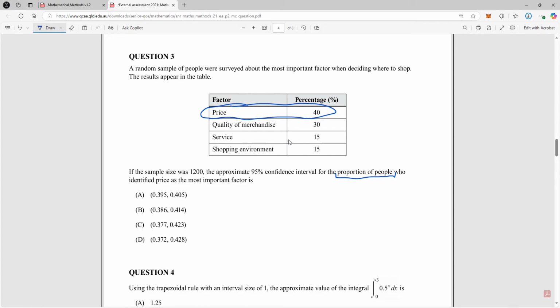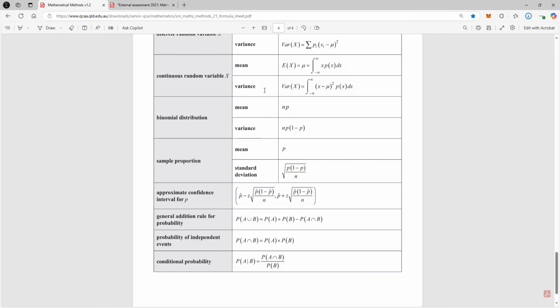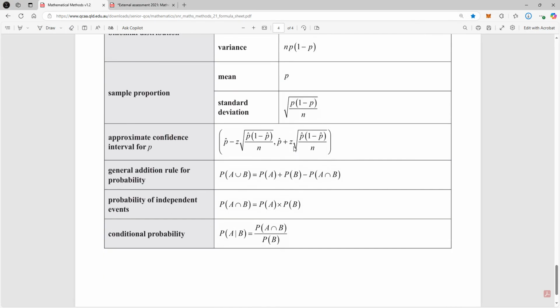A lot of people put 40 down. You've got to put 0.4 because 40% means 40 out of 100. So 0.4 is your percentage, which is also your proportion of people who identified price as the important factor. Now, with a confidence interval, if you're not sure what the formula is, it's down here. So you're going from your proportion and you're plussing and minusing a particular length on. That's your z-score, that's your proportion, and that's your sample size.